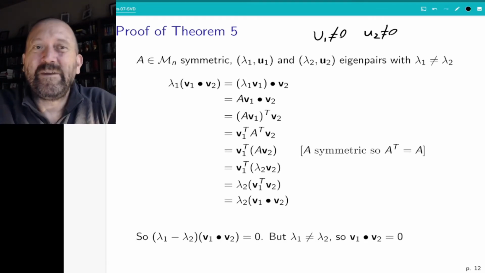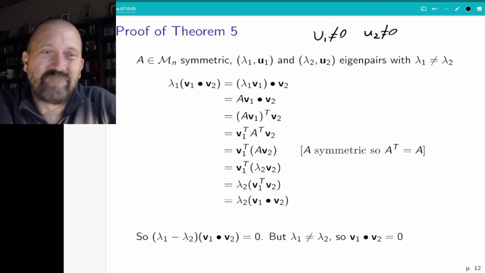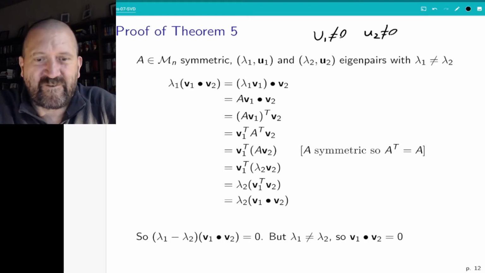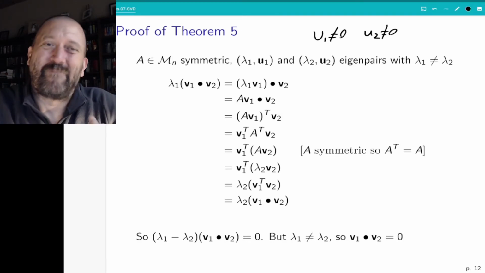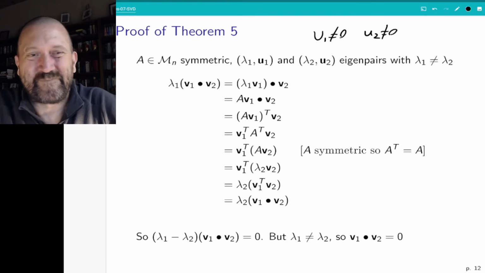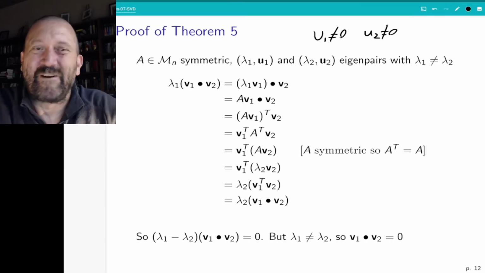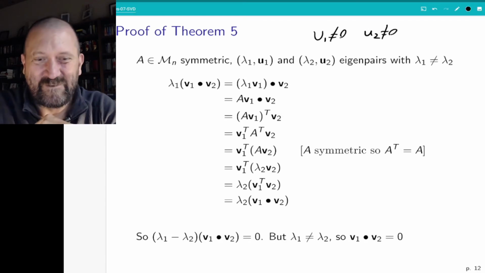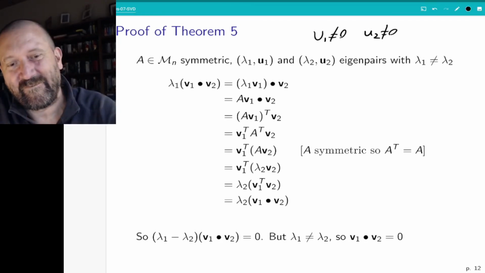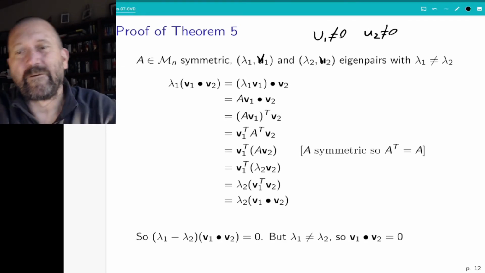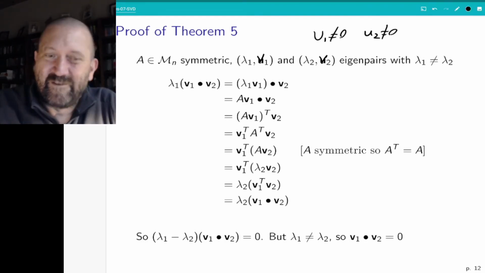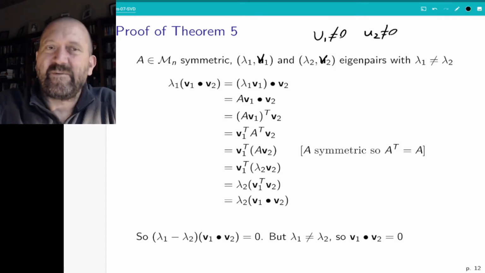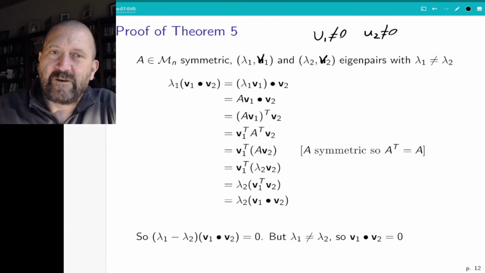So let me consider lambda 1 times the dot product of... I don't know why, all of a sudden they became V's. These should be the same letters. I will fix the sides. So let's call them U's, or let's call them V's. It's probably easier if I do V's. So this is V1 and V2 here. So what's lambda 1 times the dot product of V1 and V2?